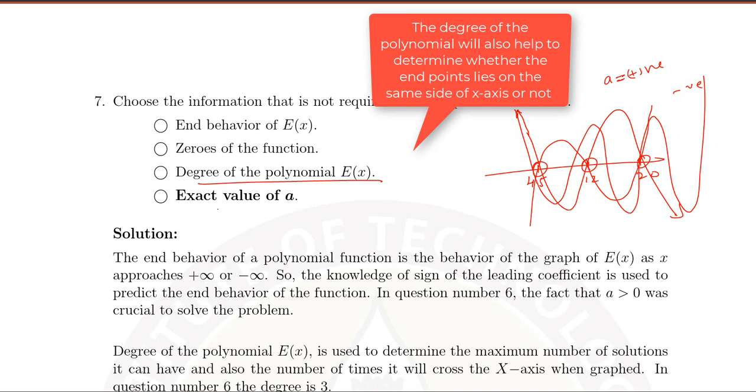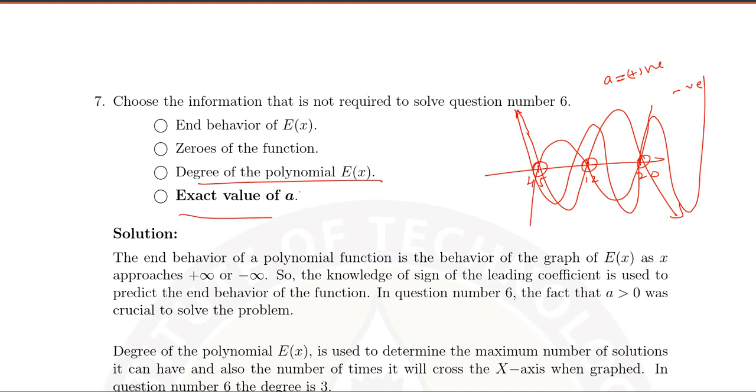The exact value of A is not necessary to solve question number 6, because the A value will only matter here. So if this was like 4.5, 12 and 20, the A will just determine where the vertex lies, because in this problem we are not interested in where the vertex lies, right? And therefore the exact value of A is not that essential for solving question number 6. So the right option is that the exact value of A is not required to solve question number 6.